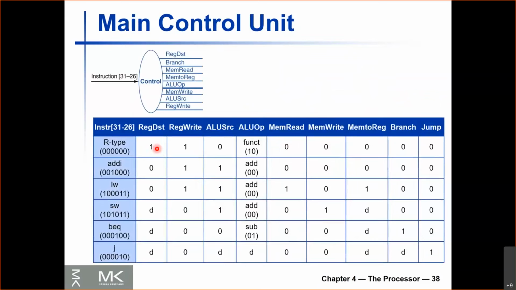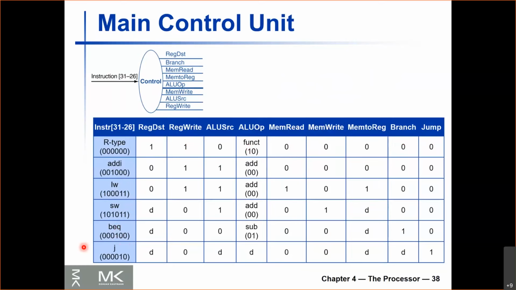And when it's 1 for R-type instructions, because R-type instructions use RD as the destination, and it's 0 for add immediate and load word, because add immediate and load word use RT as the destination. And then it's don't care for store word, branch, and jump, because store word, branch, and jump don't write to the register, so we don't care which destination we select, because we're not going to write to the register file anyways. Okay, and you can do the others on your own and make sure that you understand the control signals for each of the different instructions.